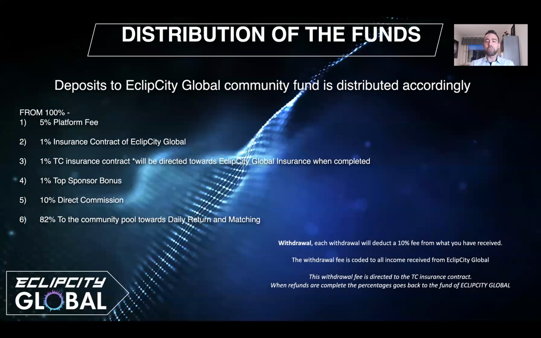First and foremost, this withdrawal fee is directed to the TRON chain insurance contract. That means 10% of what everyone receives from the EclipCity Global Community Fund goes towards the TRON chain insurance contract to make sure that the process goes even faster. Now, when all those refunds are done and everybody has been able to claim 100%, that percentage goes back into the fund of EclipCity Global. This whole system is based upon a give back. Contributions, where everyone supports everyone, where the EclipCity ecosystem supports the entire EclipCity community, and the EclipCity community supports each other as well.